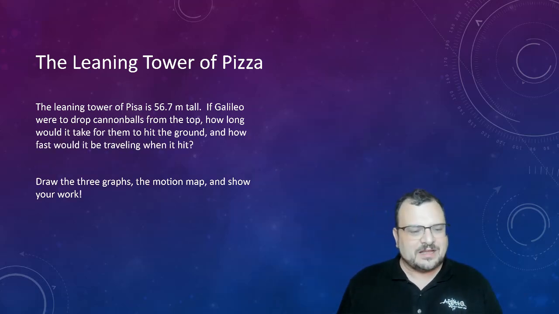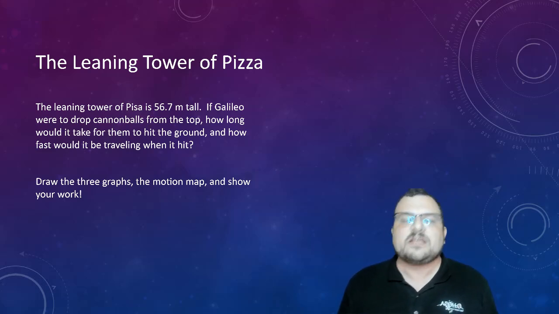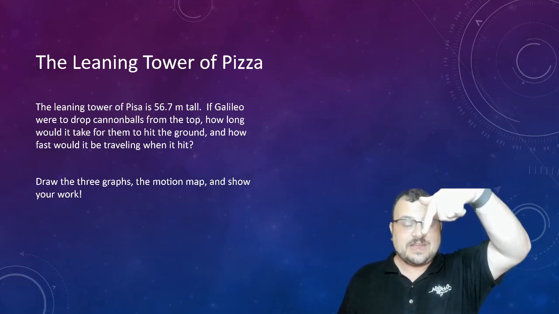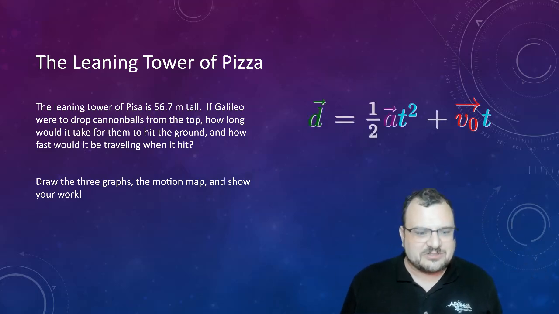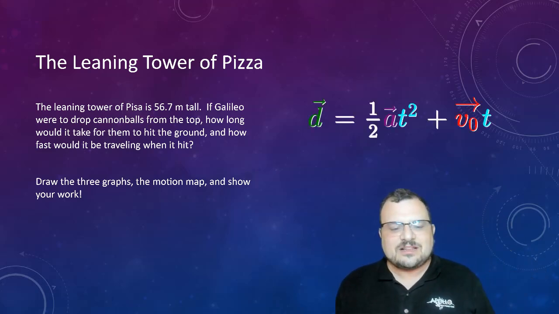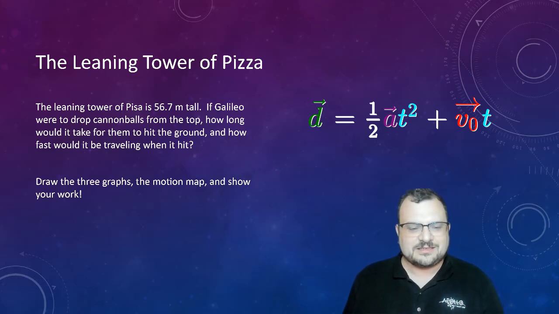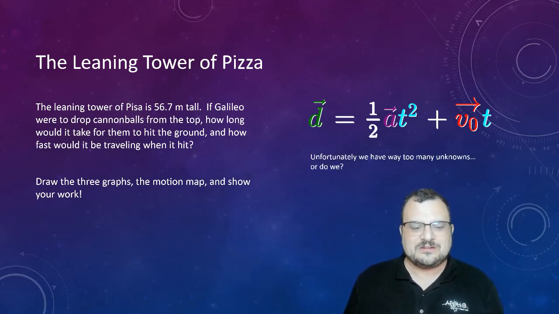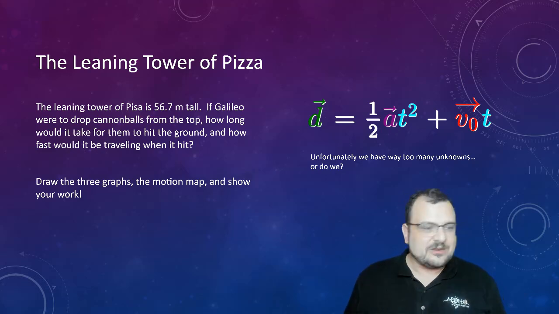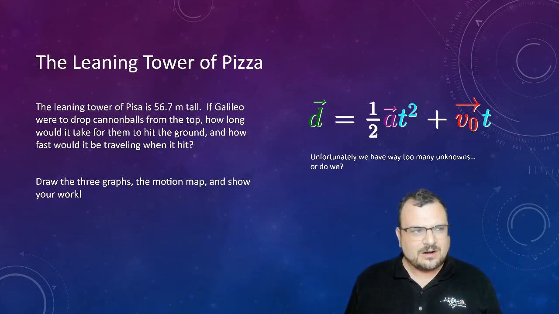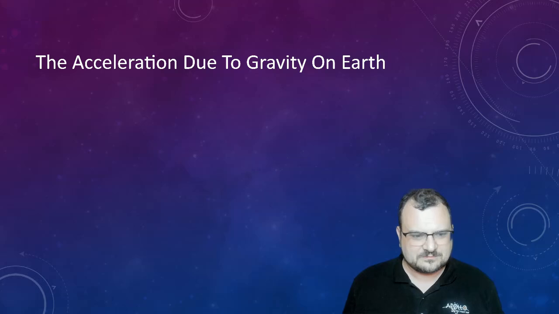So let's go ahead and get started. The equation that we're going to use to figure out how much time it's going to take is our displacement equation. Displacement equals 1/2 the acceleration times time squared plus v naught t. There's just one problem. Unfortunately, there seem to be way too many unknowns in that equation than what we can deal with. Or are there?